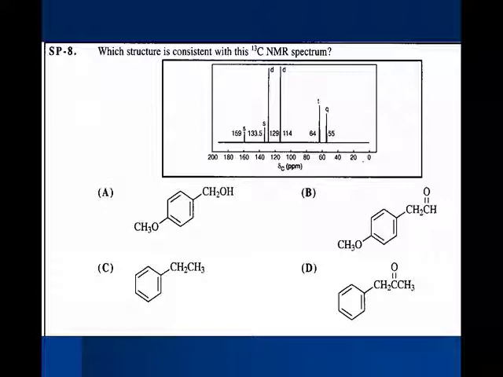But this tells me how many hydrogens. So how many hydrogens are on this carbon? If it's a singlet, 0. 0 plus 1 is 1, right? So 0, how many on this one? 1, 1, 2, 3. So using that information, which one of these structures is correct?